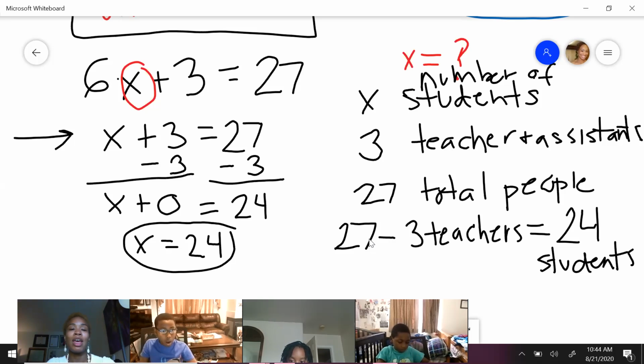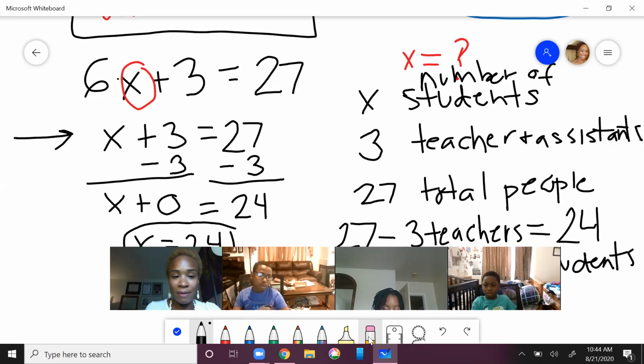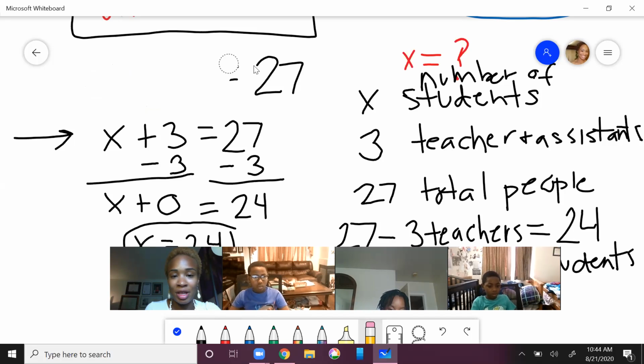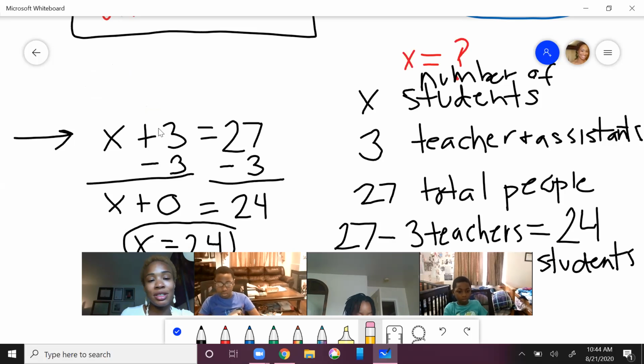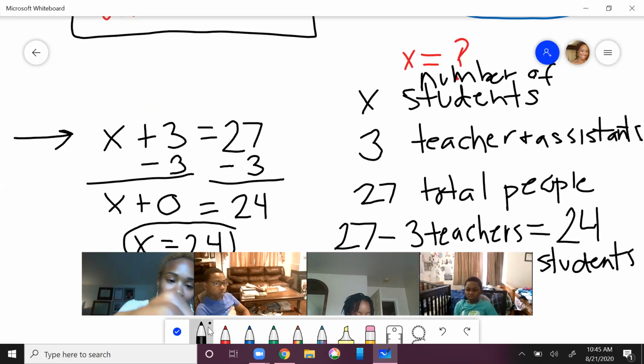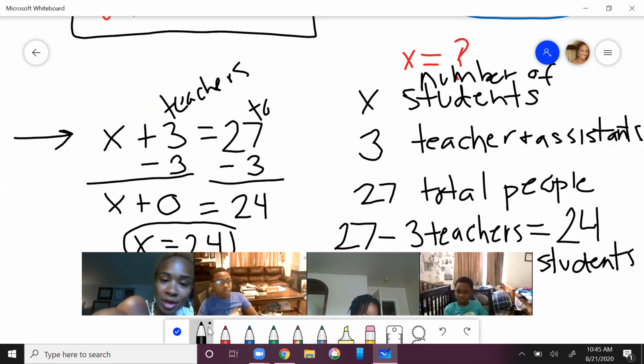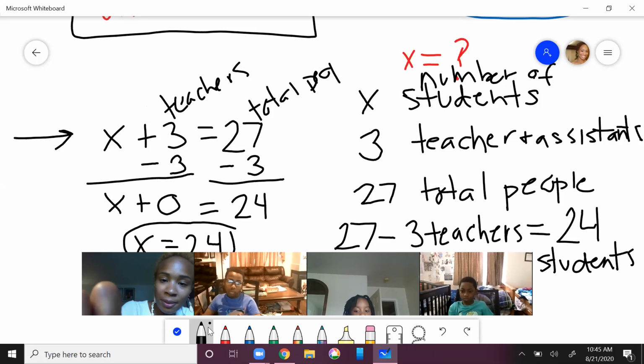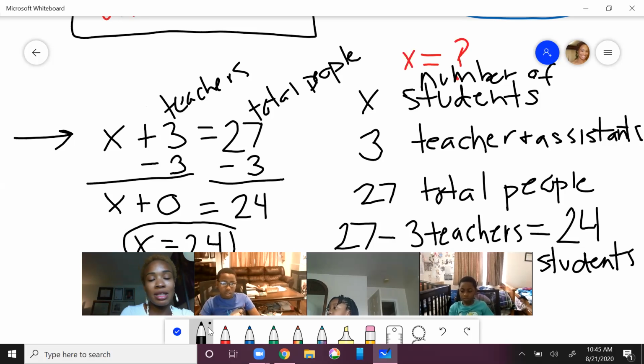And so that's exactly the same thing as this problem that I gave you. So I'm going to erase this for now because that's getting way too complicated for you. So yeah, if you have X plus 3 teachers, so this is like the teacher number, and this is total people in your class, then to figure out how many students there are, you subtract the teachers from both sides. And so you get the number of students is 24.